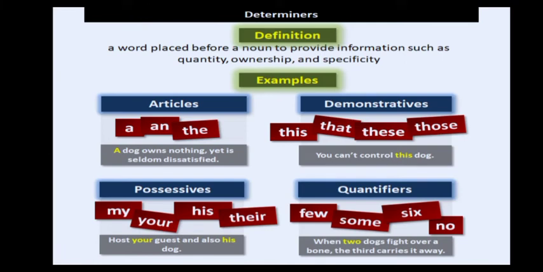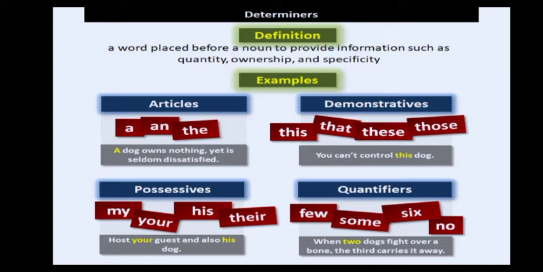Firstly, the definition of a determiner states that it is a word placed before a noun to provide information such as quality, ownership, and specificity. Now see, a determiner is nothing else but a word which helps you specify the noun in a certain manner, or you can say it clarifies a noun. A determiner is just a simple word which is used before a noun.